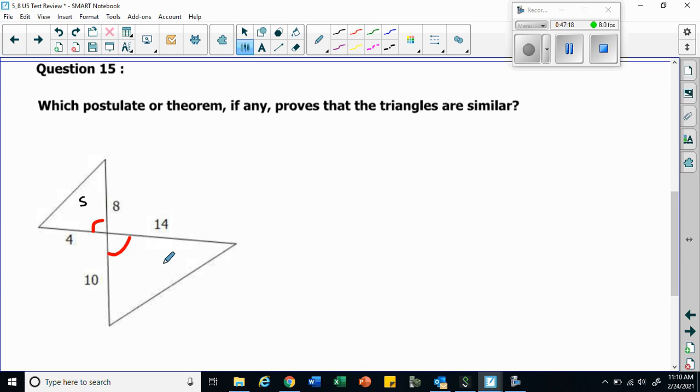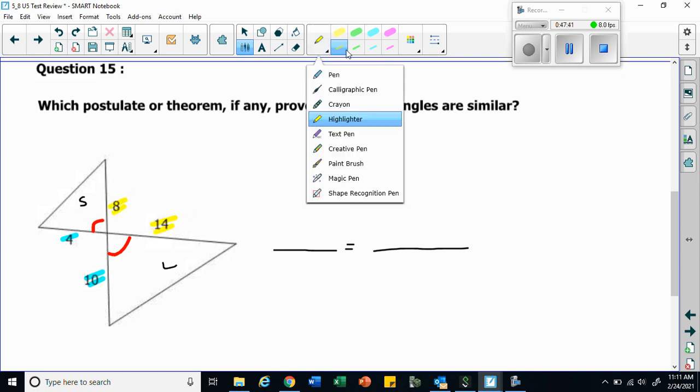This is my small angle. This is my small triangle. This is my large triangle. So I'm going to set up my proportions to see if they come out to be the same. So I'm going to do my small with my small, my large with my large. I'm going to highlight these for you. So this is my small from the small triangle, and this is my small from the large triangle, right? This is my large from the small triangle. This is my large from the large triangle.